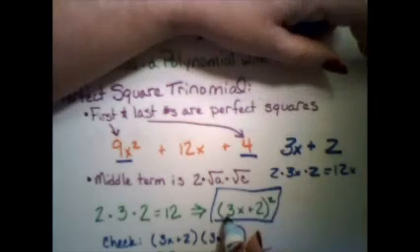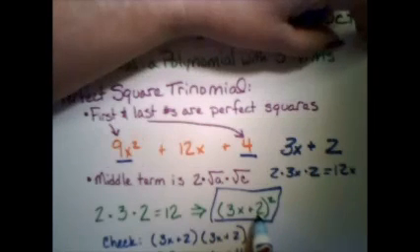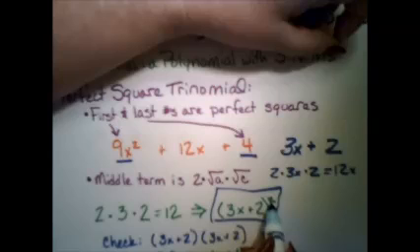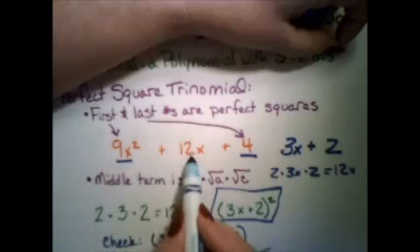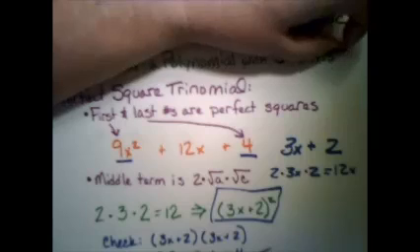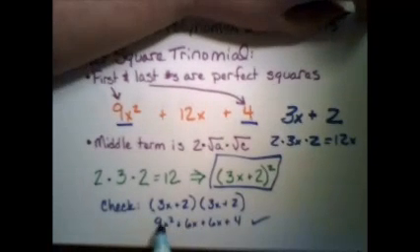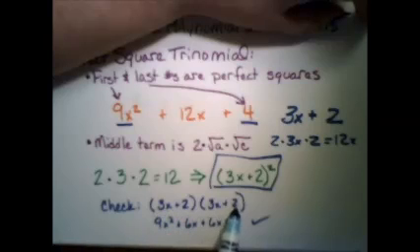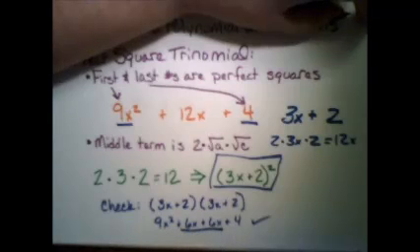So if we did FOIL on 3x plus 2 squared, we would end up with 9x squared plus 12x plus 4. And like always, you're going to go back and check them. You're going to do your FOIL. 3x times 3x is 9x squared. And first and outside and inside and last, and that's going to give you this, and you're going to combine these to get 12x.